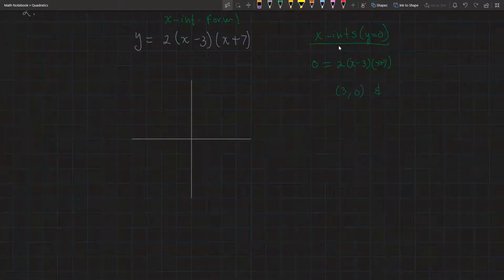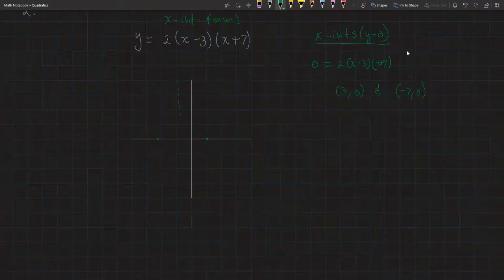Or the other x-intercept is when the next factor is equal to 0. What makes this equal to 0? When x is negative 7. Then we have a 0. So I can start plotting those 2 points. We have negative 7 and 3.